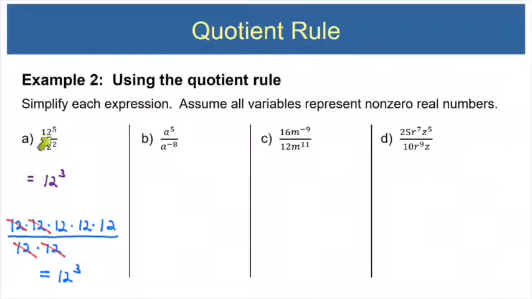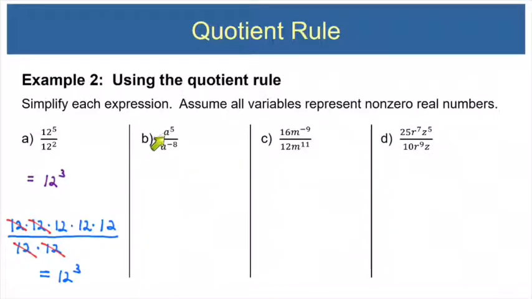And notice that wherever you have the larger amount of 12s, that's where the leftover 12s are going to be. So I have 5 12s in the top and only 2 in the denominator, and so the leftover 12s ended up in the top. And that's how you always can know that you're using the quotient rule correctly.